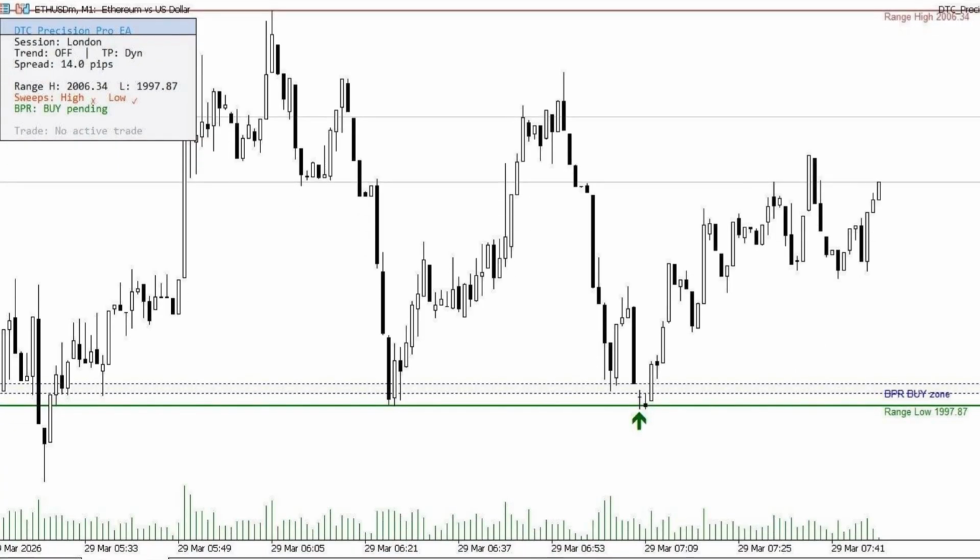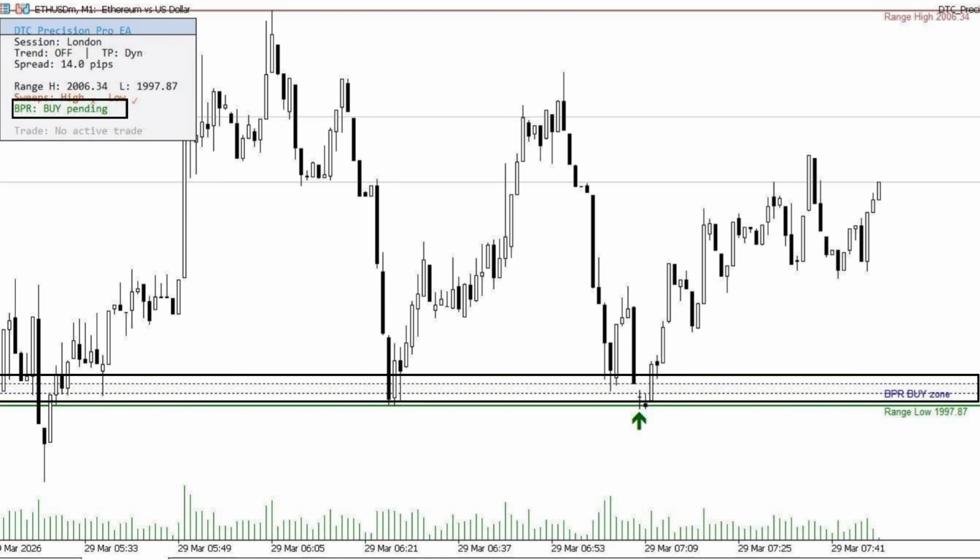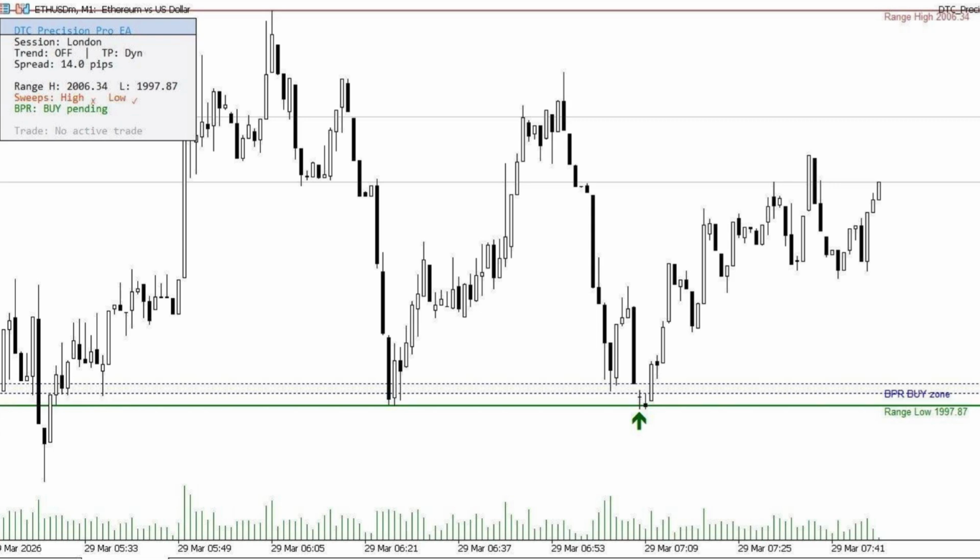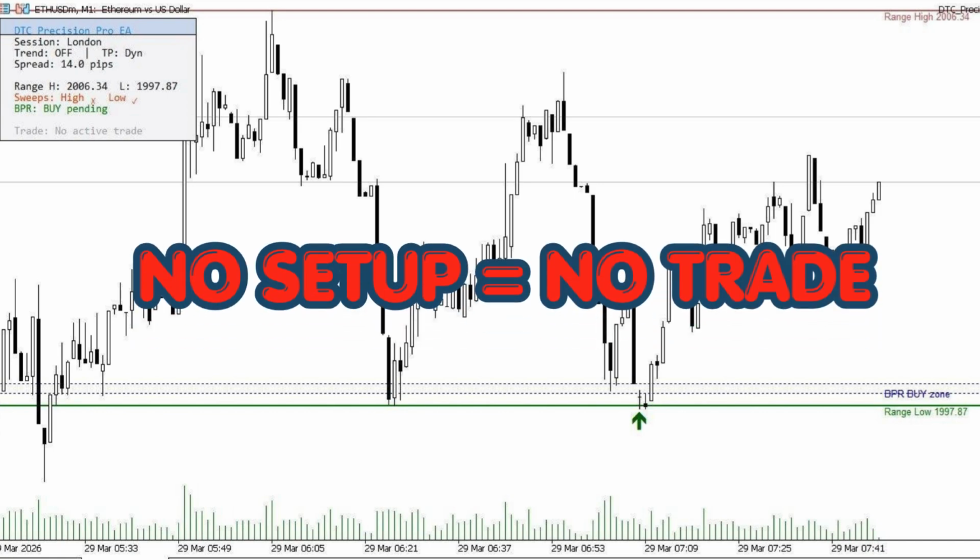Not every setup leads to a trade. In this screenshot, you can see a BPR has formed. The panel says BPR, buy pending, and the blue dotted lines mark the zone on the chart. But price hasn't come back to it yet, so there's no trade. The bot just waits. If price never retraces to the zone during the session, no trade is taken. That's by design. No setup, no trade.